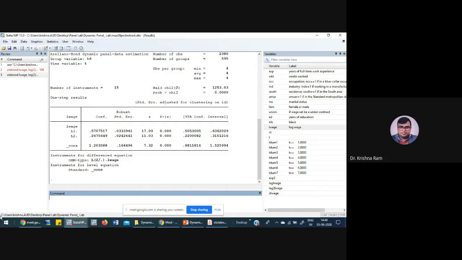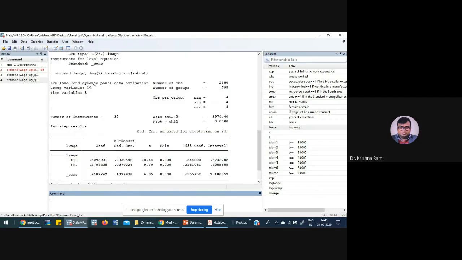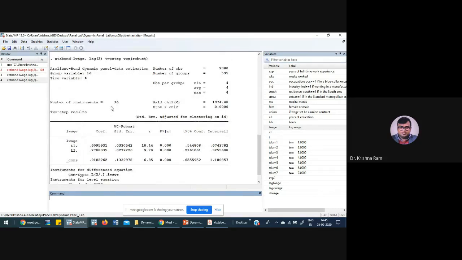Now let's move on to the 2-step GMM estimator. Sorry, the 2-step Arellano-Bond estimator case. We just need to type here twostep as an option while estimating the regression result. So if I enter, we get this estimate. So again, the instruments are 15. Method is a bit different. Earlier it was 1-step estimate, now it is 2-step estimates.